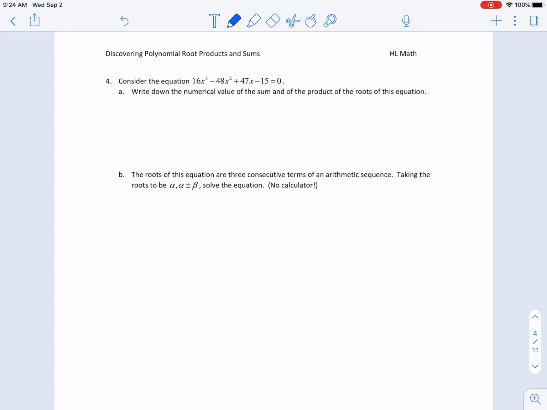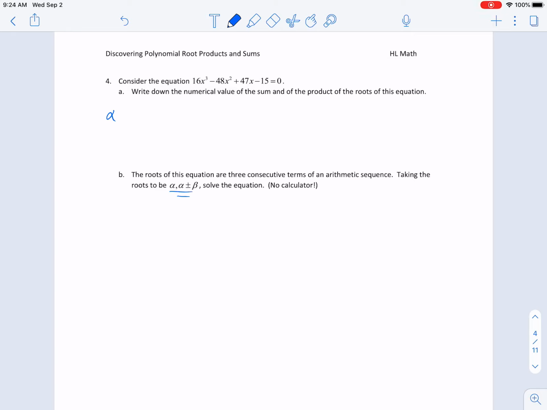Okay, so from part A, you're going to find the sum of the roots. Now they're saying in part B the roots are alpha plus beta and alpha minus beta, because that's an arithmetic sequence. They're in order. We haven't talked about arithmetic sequences yet, my bad, but basically we add and subtract the same amount each time. But if you've taken pre-cal, you should already know that.